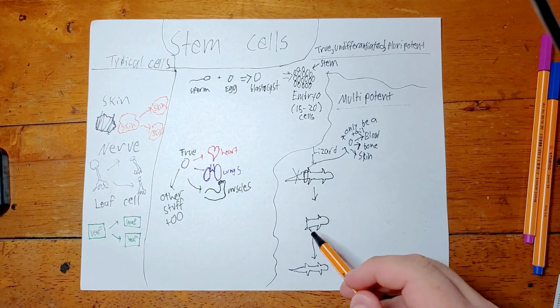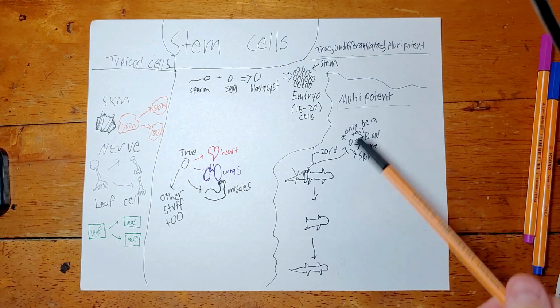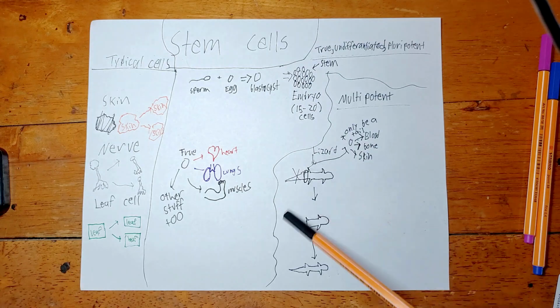If a lizard's tail gets cut off, it's not going to regrow an arm here. It's not going to grow a leg here. It's not going to grow eyeballs there. It's only going to grow a tail there. And that's because these stem cells are multipotent. And we see that in all different kinds of plants and animals.